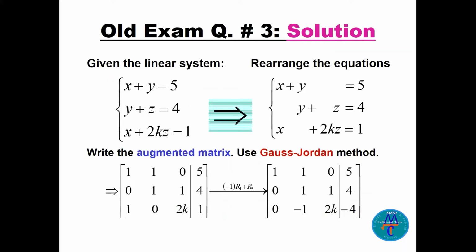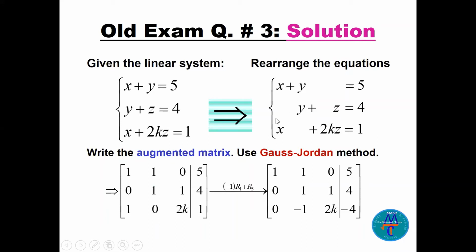First, we have to rearrange as usual. So x plus y, there is no z there. Here, there is no x, so I can leave space here. Y plus z is equal to 4. There is x, there is no y here, so this will be in the middle 0, 2kz is equal to 1. So let's write the augmented.